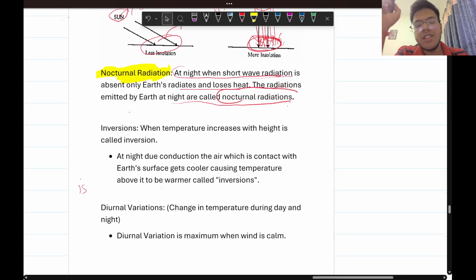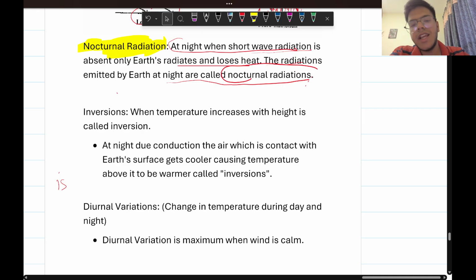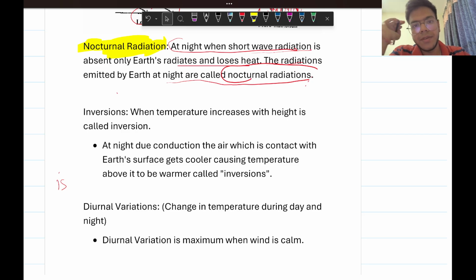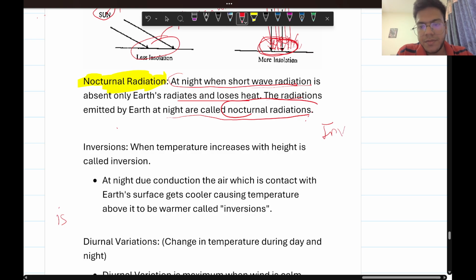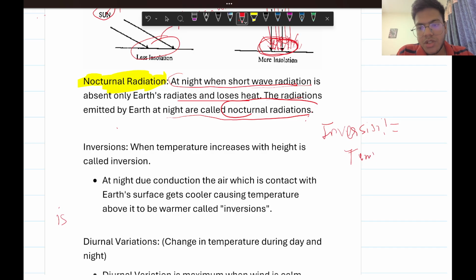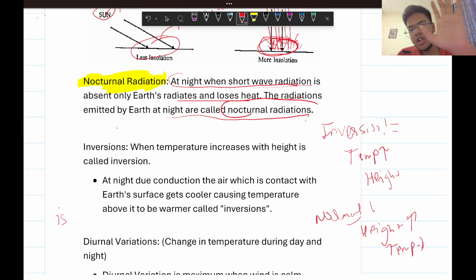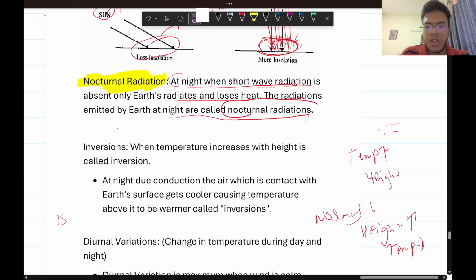Now guys, we'll see what is inversion. Inversion is also important. Basically guys, inversion happens when temperature starts increasing with height. Okay. Now guys, we know the definition of inversion is that temperature starts increasing with height. Now guys, in a normal scenario, we know that if we go above, with increase of height, temperature decreases. We know this concept from the previous videos. Now we'll see.